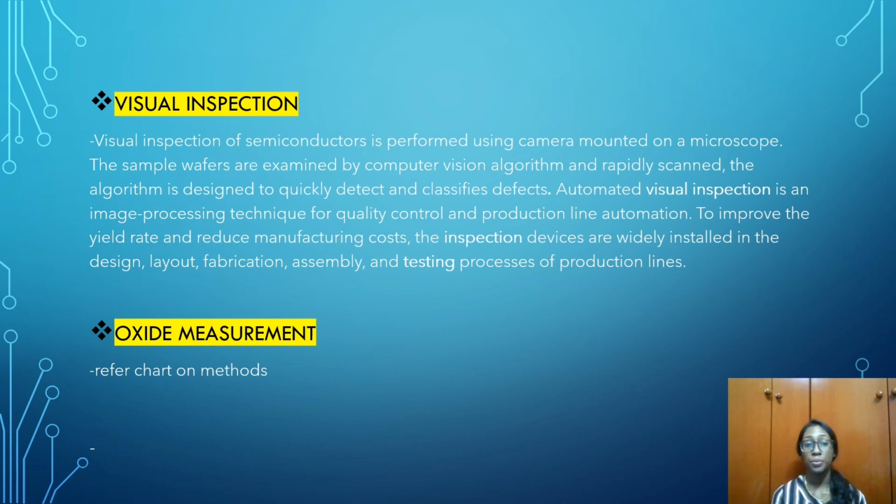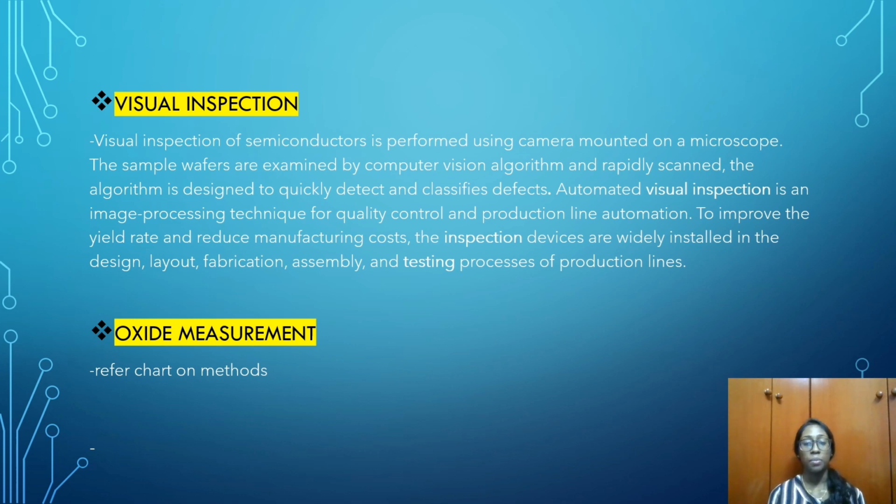So now we have come to visual inspection process. So let's see what happens in visual inspection. The visual inspection of semiconductors is performed using a camera mounted on a microscope. The sample wafers are examined by a computer vision algorithm and rapidly scanned. The algorithm is then designed to quickly detect and classify any defects.